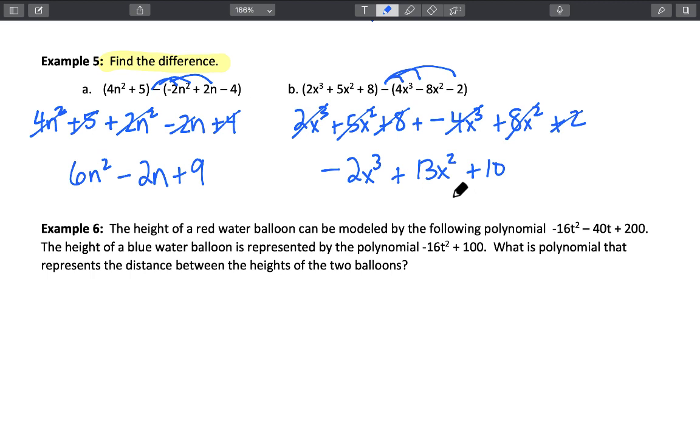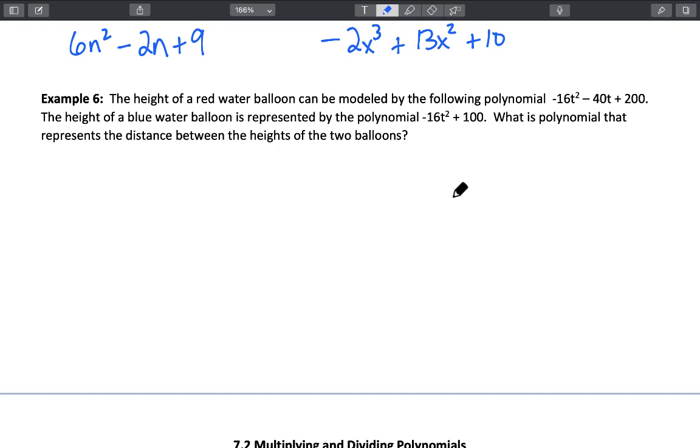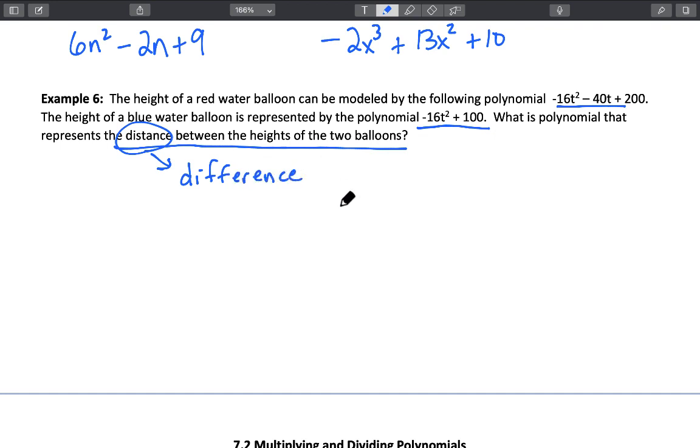All right, in our last example for today, we have a little word problem. And that word problem is going to tell us what we need to do with our two polynomials. It says the height of a red water balloon can be modeled by the following polynomial, and the height of the blue can be represented by the following polynomial. What is the polynomial that represents the distance between the heights of those two balloons? Well, when it says distance, distance implies the difference. We would always subtract to find the distance between any two polynomials. So subtract these two polynomials and come up with the distance between them, and we'll discuss that in class tomorrow.